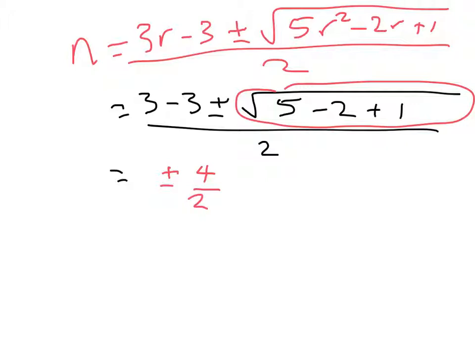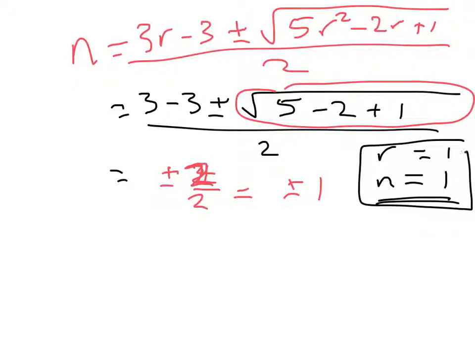Now, hang on, not the square root of 4 over 2, the square root of 4, which is 2, over 2. So we get plus or minus 1. Now the negative solution makes no sense here, so we ignore that, and so we get our n equals 1. So that's what we started with. They told us that when r was 1, n was 1. We're not looking for that, we're looking for the next solution.